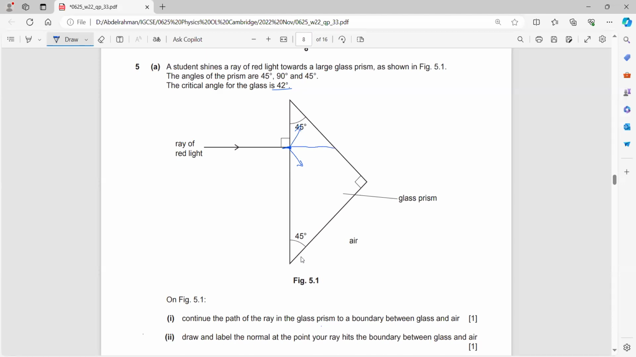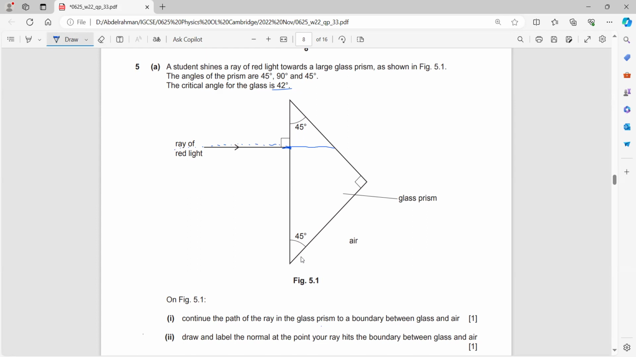Why will it continue as a straight line? We need to discuss this point. It's 90 degrees to the barrier. It's moving along the normal line. Whenever I'm moving along the normal line, will the wave bend? No, it will not bend.